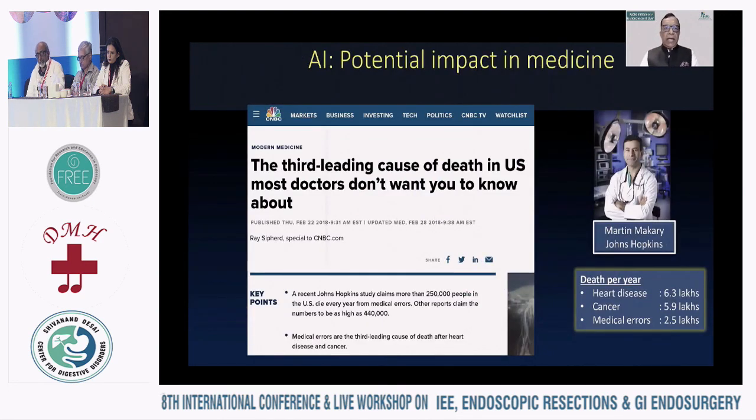Now, let me end with a couple of slides. What is the potential impact of artificial intelligence in medicine? I will refer to this study from Martin McCurry from Johns Hopkins, who in 2018 published data that in the USA, the commonest cause of death was heart disease, followed by cancer. The third commonest cause of death was medical errors, to the tune of 2.5 lakhs in a year. And maybe by use of artificial intelligence, we can decrease these medical errors and the deaths related to them.